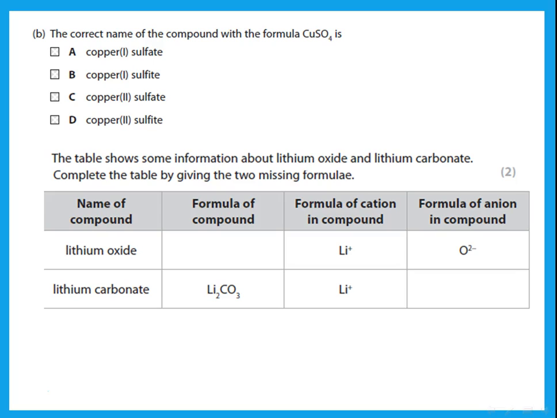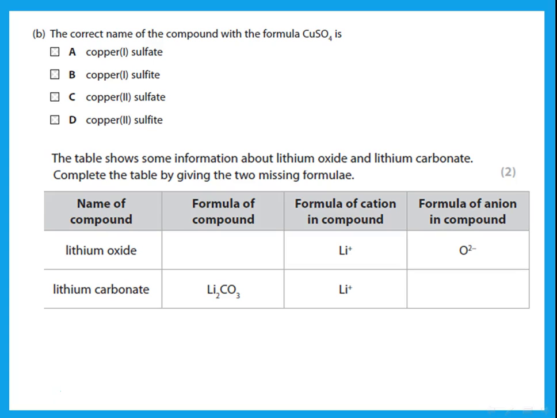Okay, let's try this. The correct name of the compound with the formula CuSO4 is, first of all, is it sulfate or sulfite? We said, what is SO4? SO4 is sulfate. So your answer is either A or C. So it's either copper 1 or copper 2. So that means that the copper has either a valency of 1 or a valency of 2.